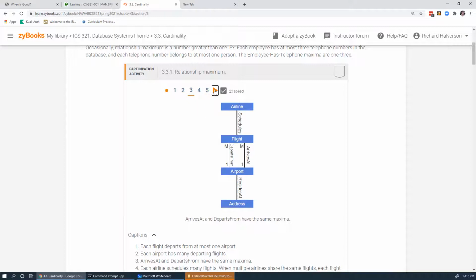Makes sense. Each airline schedules many flights, while multiple airlines share the same flights. Each flight can be scheduled by many airlines. Yes, when multiple airlines share the same flights, each flight can be scheduled by many airlines.